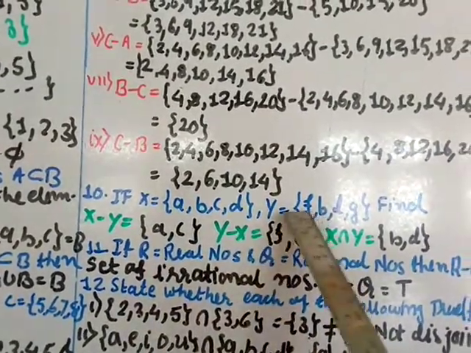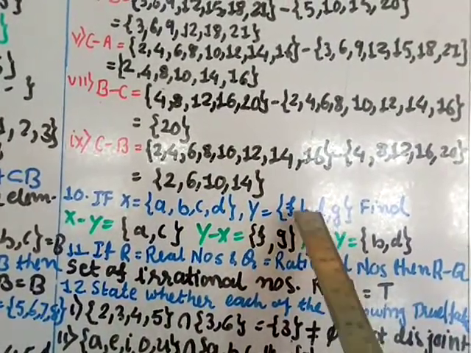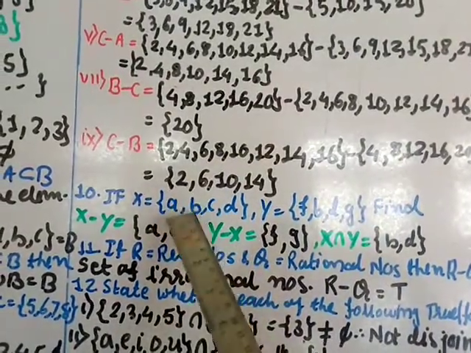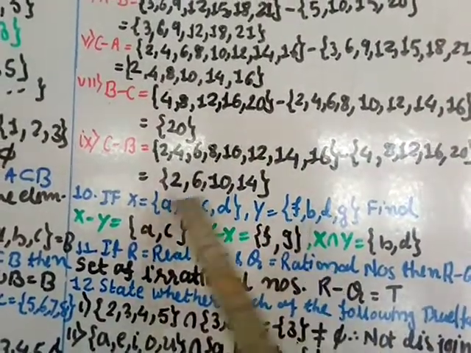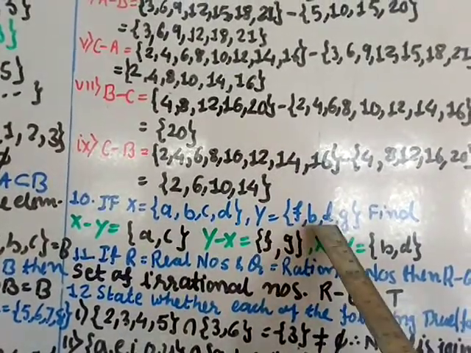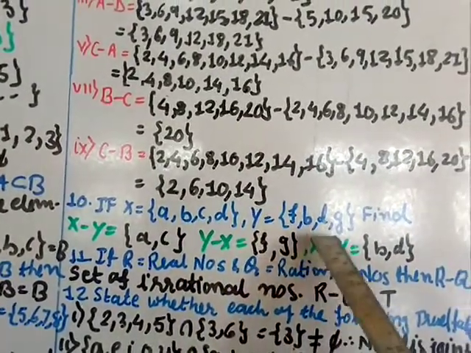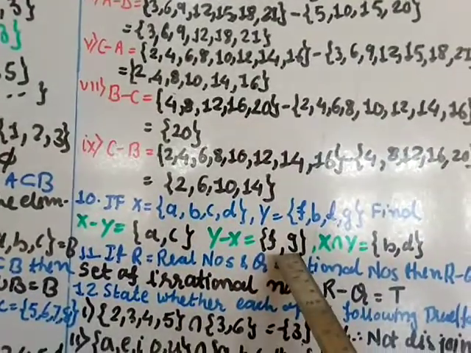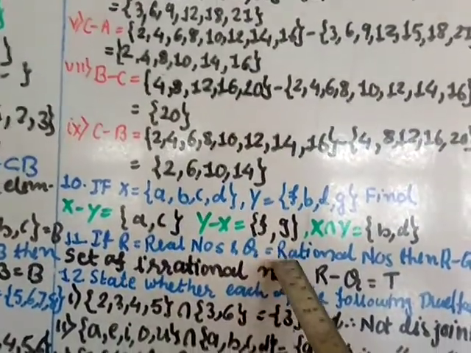Y minus X. So from here we have to start with this, and if these elements are occurring in X, then we will not take. Okay, so f is not there, so we will take it. B, it is here, so we will not take. D also is there, so we will not take. G is not occurring here, so we shall take. So Y minus X is f and g.